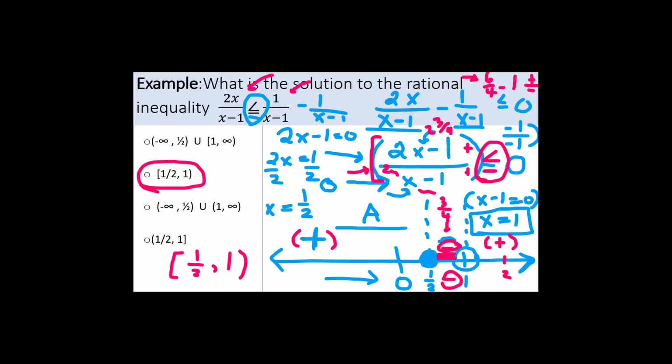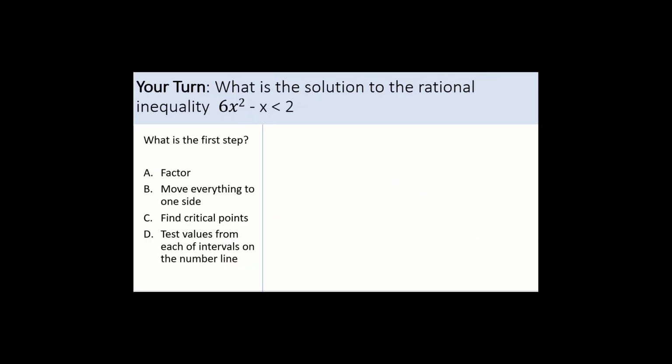Alright, let's go on to the next one, and we're going to break this apart, and then I'm going to let you stop and think about what we're trying to answer before we move on. Alright, we're going to be solving the same kind of inequality. We want the solution to the rational inequality 6x squared minus x is less than 2.